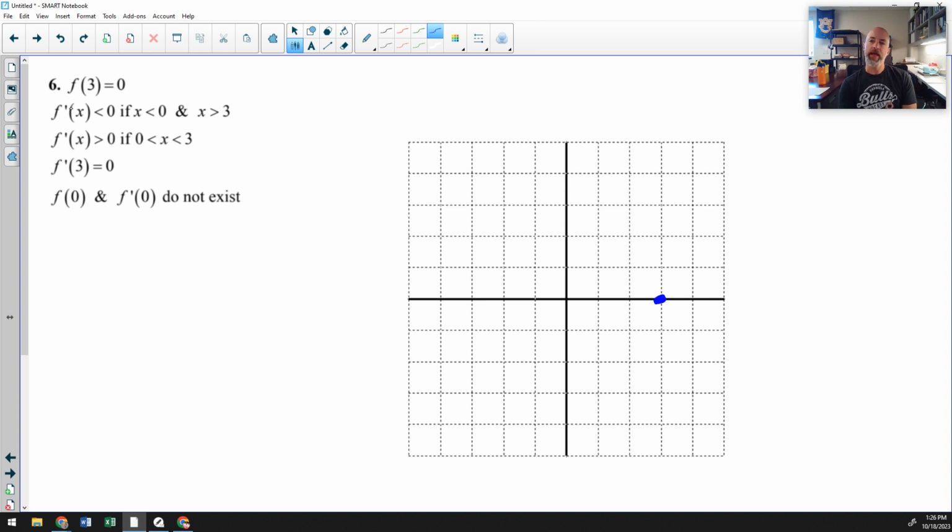(3, 0). F prime is negative. That means that f is decreasing. F prime is positive, means f is increasing. And then f prime of 3 is 0. That means when I get to x equals 3, my slope should be 0. And we had something similar to that on number 1.